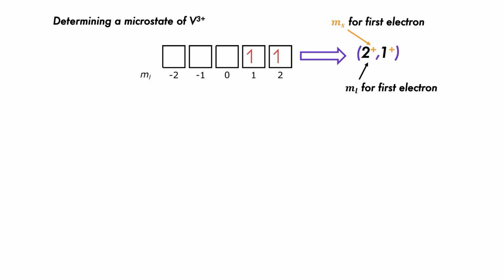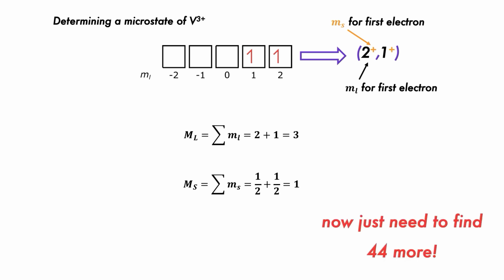So for this microstate, we can calculate a capital M sub L as the sum of all the little m sub L values, which is 2 plus 1, which gives a value of 3. The capital M sub S value can also be calculated as the sum of all the individual or small m sub S values. So this is plus half plus plus half, giving a value of 1. This leaves us with both the big M sub L and the big M sub S values for this d2 microstate. Only 44 more to go.